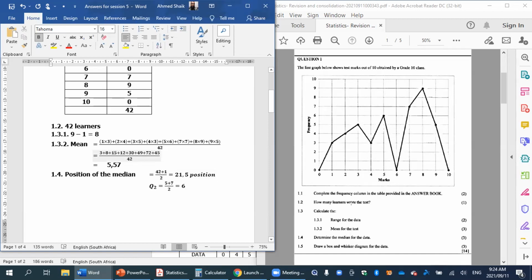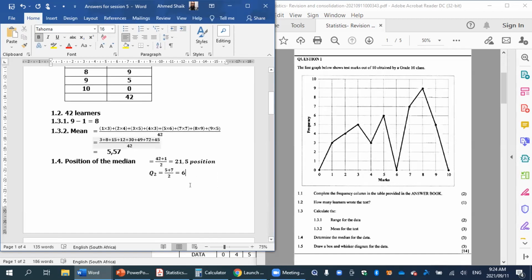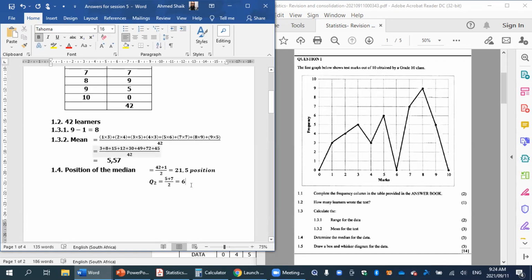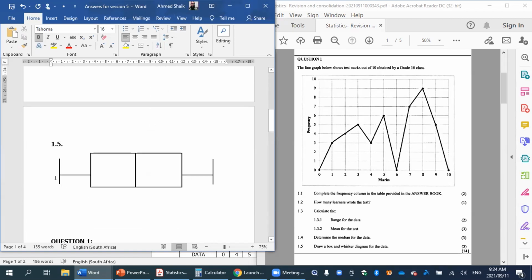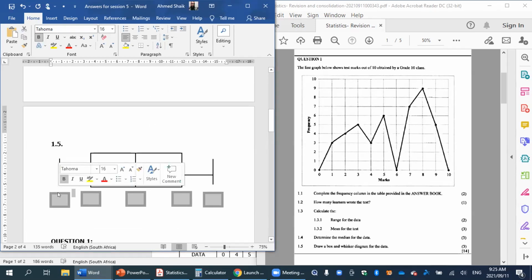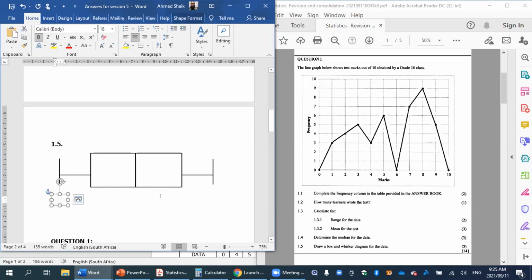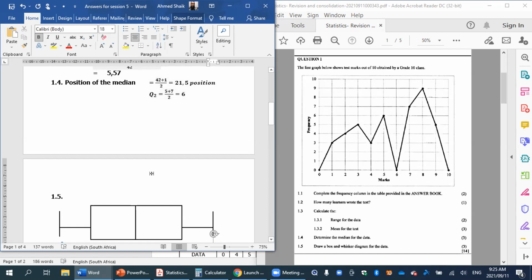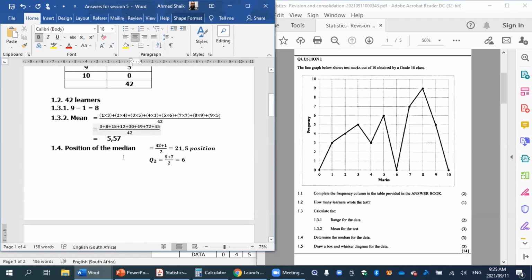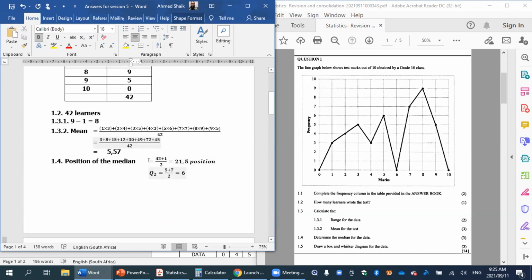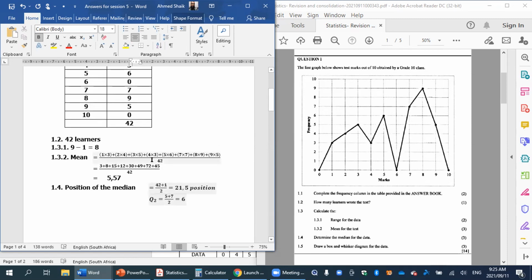1.5, draw a box and whisker diagram for the data set. Okay, so we've already got our minimum. We know it's 1. Our maximum is 9. I've already drawn the box and whisker. Let's enter our minimum value first, which will be 1. Let's enter our maximum value, which will be 9. Okay, Q2, we said is 6. Our Q1, we calculated. Okay, we need to calculate our Q1 and we need to calculate our Q3.